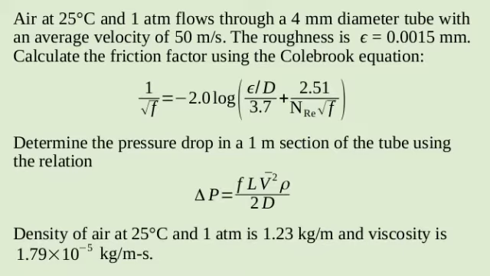So in this problem you have to calculate the friction factor of this tube, and as the second part you have to determine the pressure drop per meter section of the tube, and the formula to calculate the pressure drop is given to you. Other data like density of air at the given temperature is given, and viscosity of air is also given.